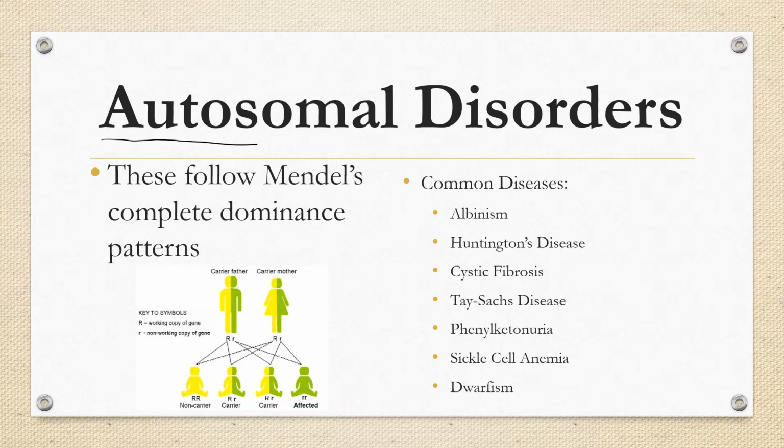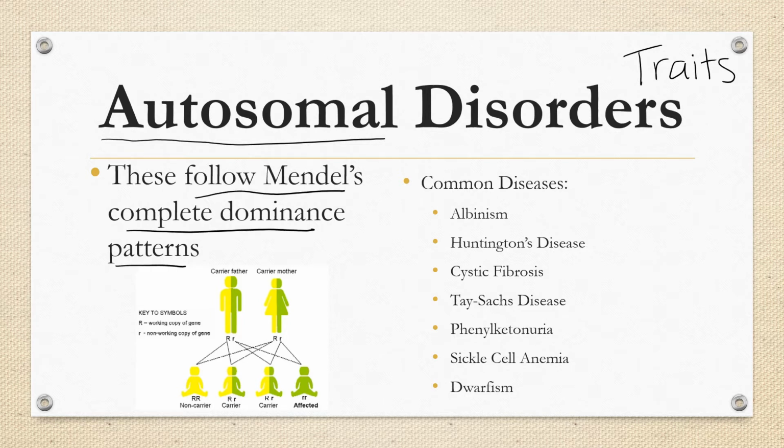First is autosomal. Autosomal disorders, or even just autosomal traits in general, are those that follow Mendel's complete dominance patterns, where the dominant allele always overpowers the recessive allele. So some examples of autosomal disorders or traits are things like albinism, Huntington's disease, and sickle cell anemia, and we're going to talk about most of these as we go through this lesson.